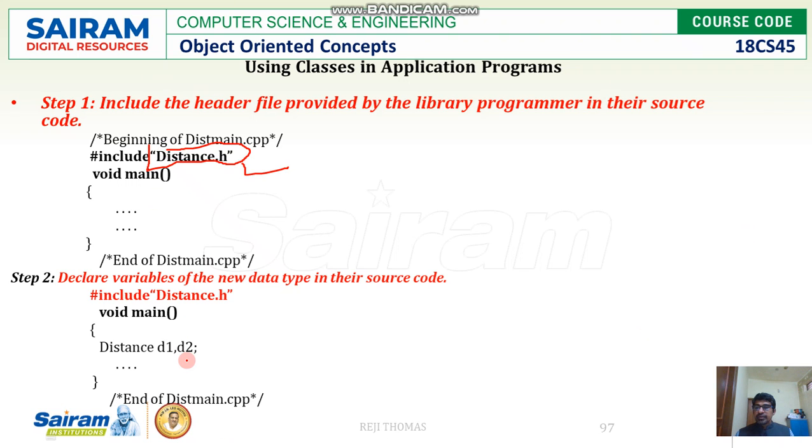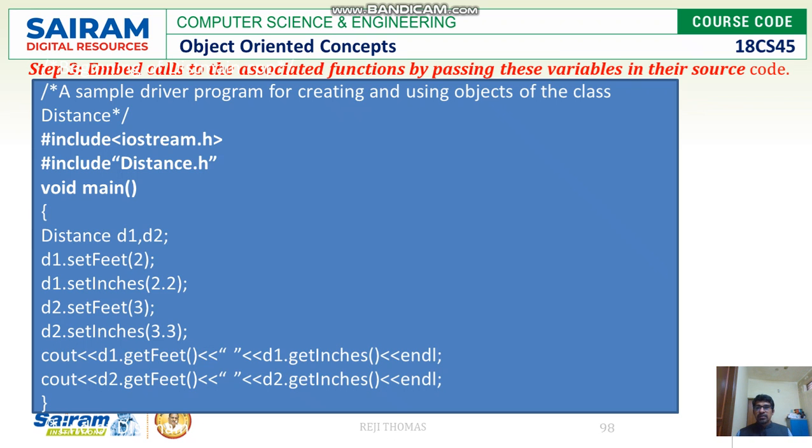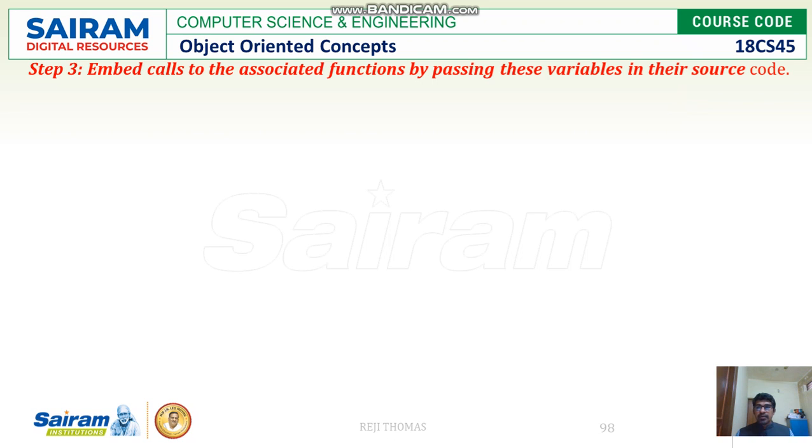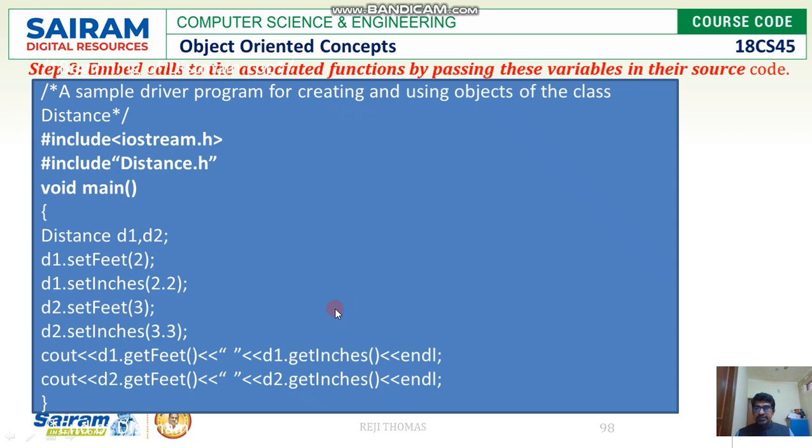Then you can create a new data type for the given file. Look at this, you have included it, then you have created two variables for that. Next, we can embed calls to the associated functions by using these variables in the source code. That also we can do. So here is the example for this.